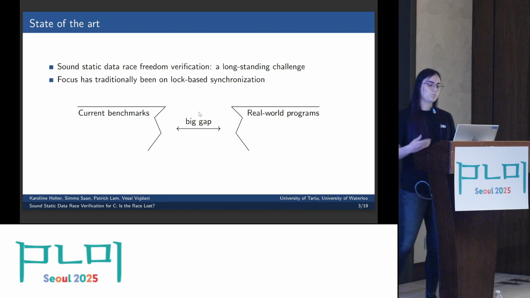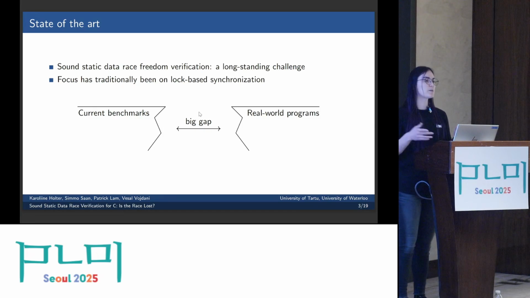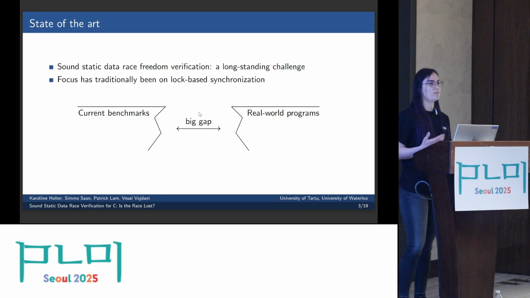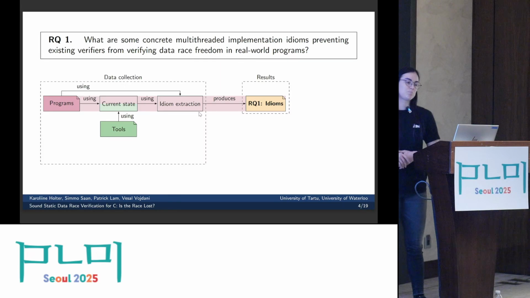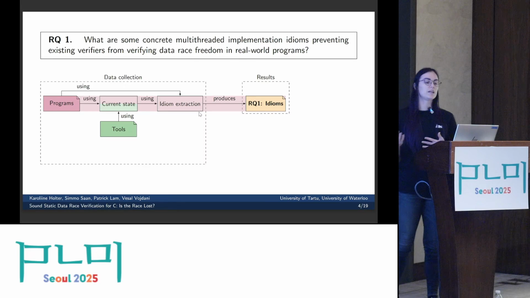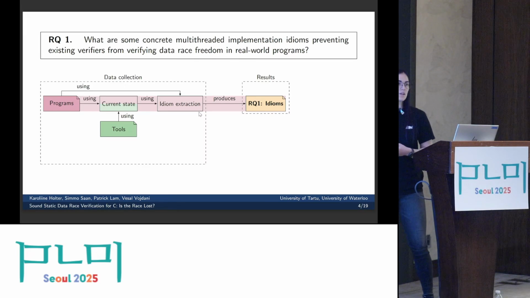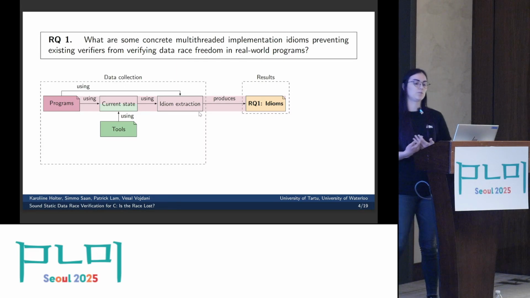Why has this happened? Because this benchmark set is compiled by community effort, and all the benchmarks that get contributed are the ones from the evaluation packages, from the methods that the contributors have developed. So to bridge this gap, we asked our first research question: what are some concrete multi-threaded implementation idioms that prevent the existing verifiers from verifying data race freedom in real-world programs?